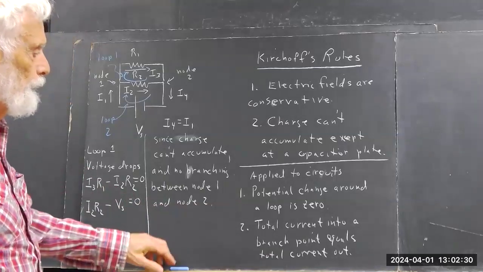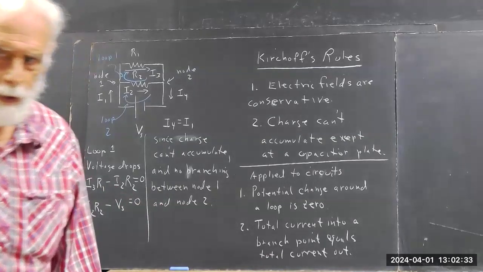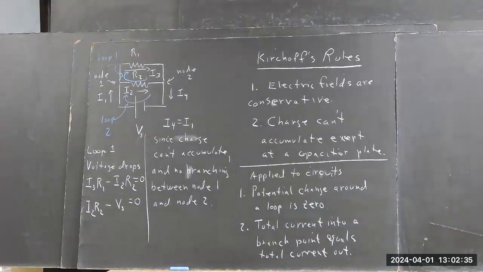Okay, total current into a branch point equals total current out. How are we going to use that? Can we write an equation?